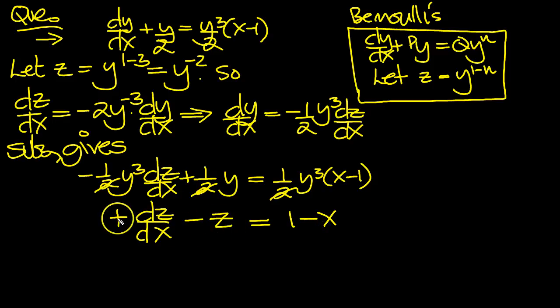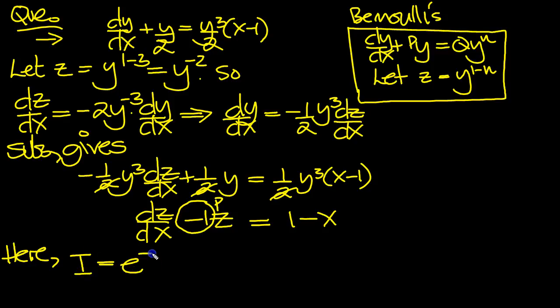Now this is just an equation in integrating factor method, isn't it? In standard form. So here we can circle the minus z, which is minus 1 lot of z. So I can circle that and write p for the integrating factor method. So here the integrating factor, which we can label as I, is e to the integral of p dx, that is e to the integral of minus 1 dx, which integrates to minus x. So there's our integrating factor.